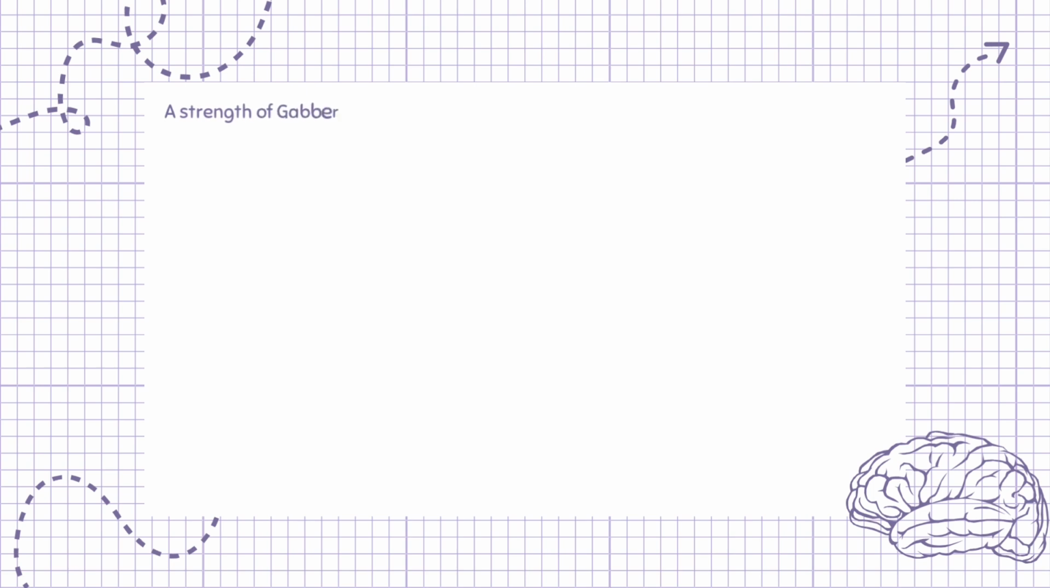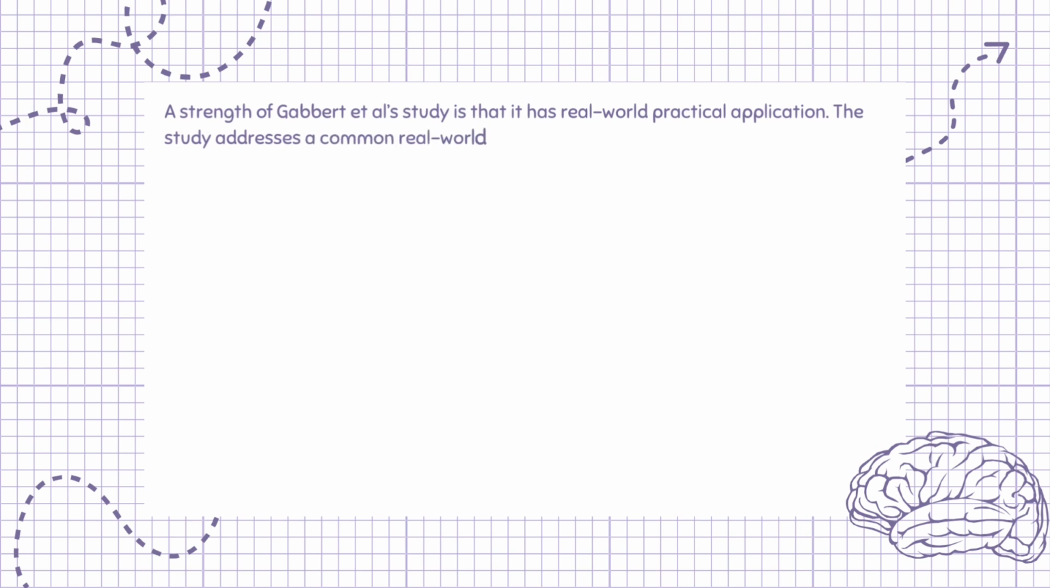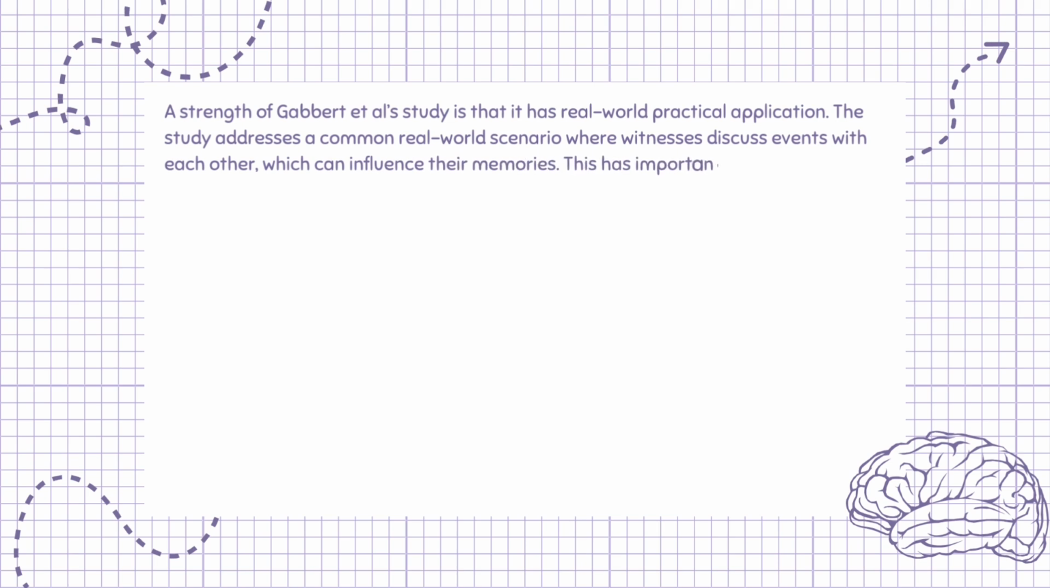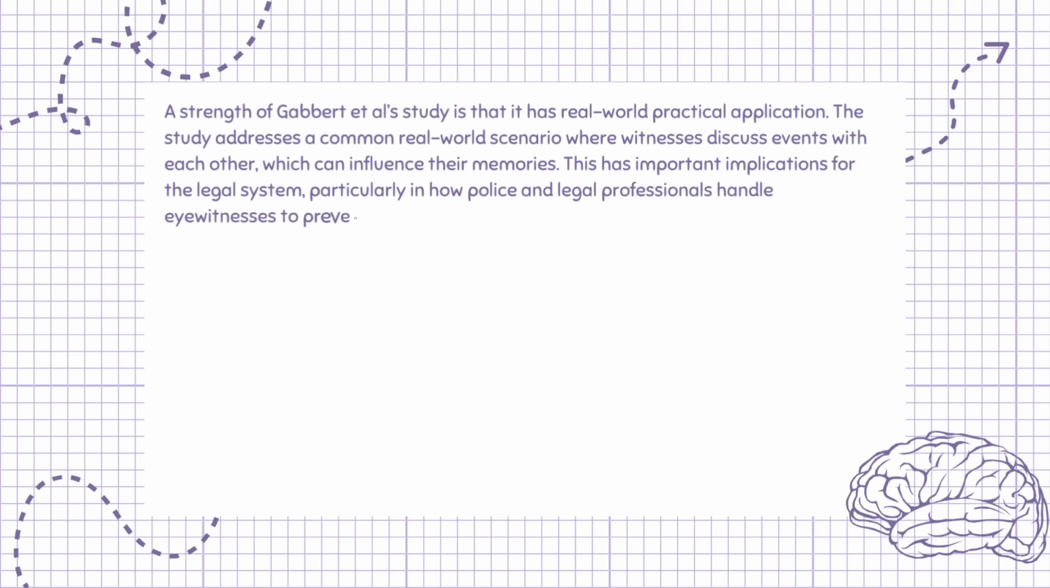A strength of Gabbert et al.'s study is that it has real-world practical application. The study addresses a common real-world scenario where witnesses discuss events with each other, which can influence their memories. This has important implications for the legal system, particularly in how police and legal professionals handle eyewitnesses to prevent contamination of their memories through discussions with others.